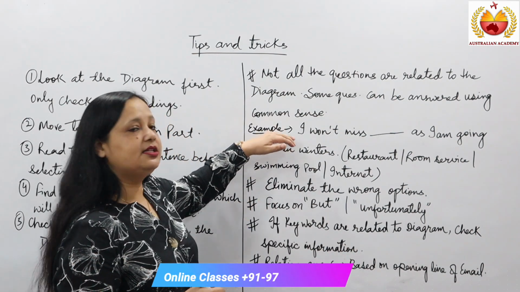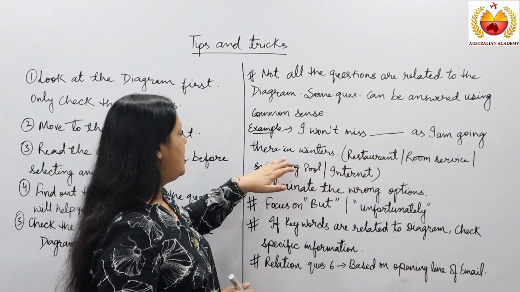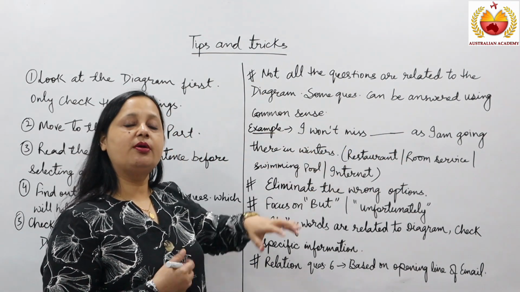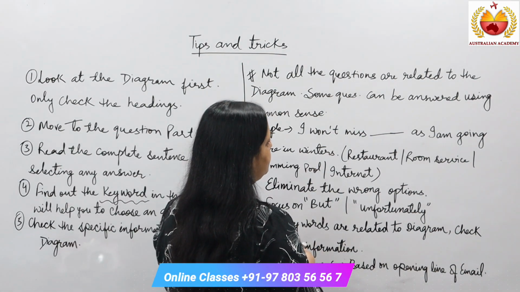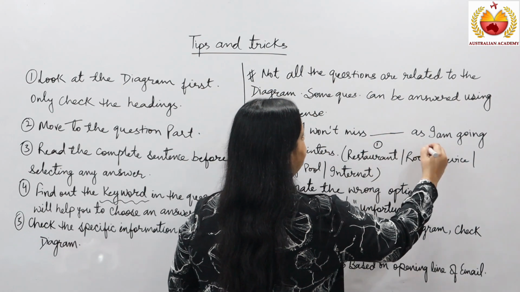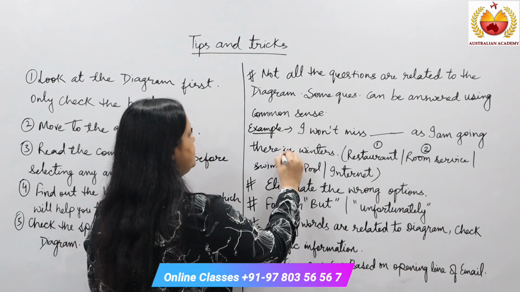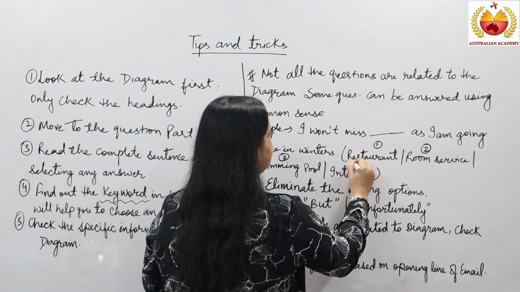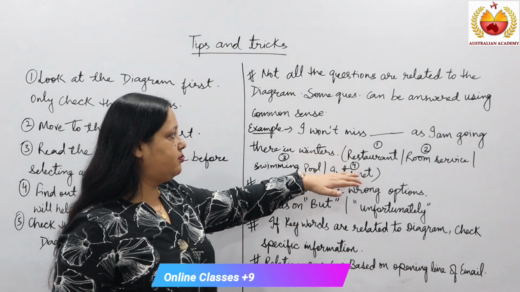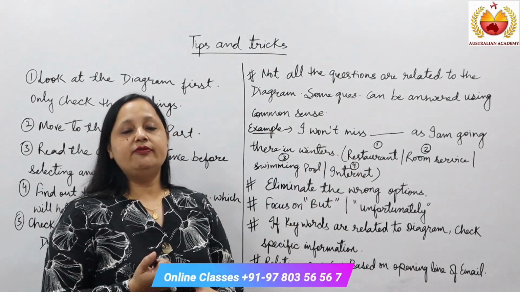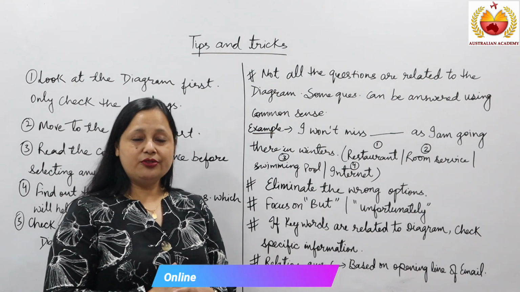Let's say I take this example, this question: I want Miss Dash as I'm going there in winters. So I'm going somewhere, and I'm going somewhere in winters. These are the 4 options: restaurant, room service, third is swimming pool, and fourth is internet. Now you don't have the diagram with you, but you have this question statement and you have these options. If I ask you to fill that answer without checking the diagram, do you think you can do it?